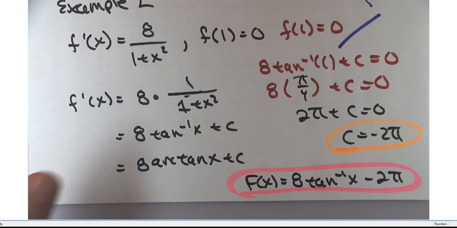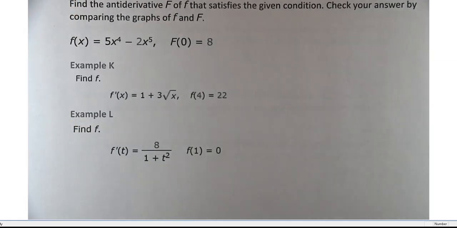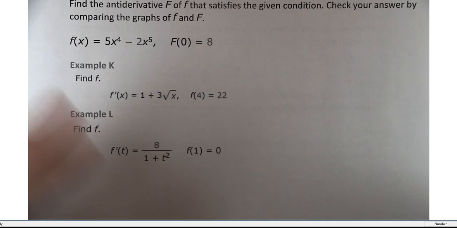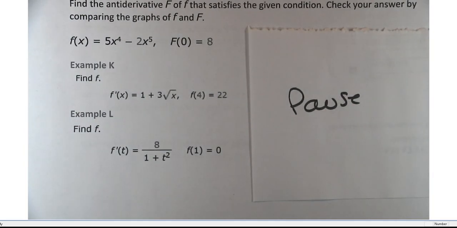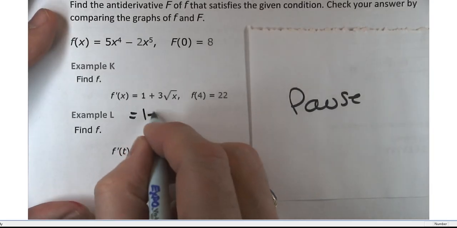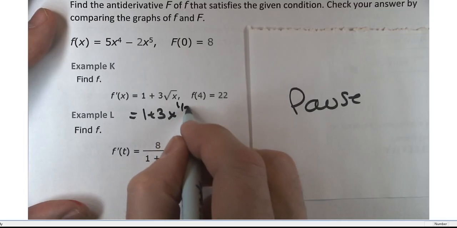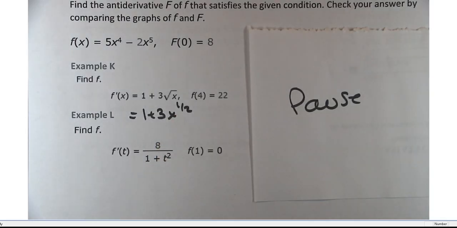All right, now I promised you the chance to try one of these yourself. So why don't you work with example K? If you're doing this at home later, then you can pause the video and then fast forward it to find out the answer. What's one thing you might do to help yourself at the start here? How else might you rewrite this? Yeah, you might want to start by rewriting that as x to the 1/2. And help each other out. Kata and I will walk around.